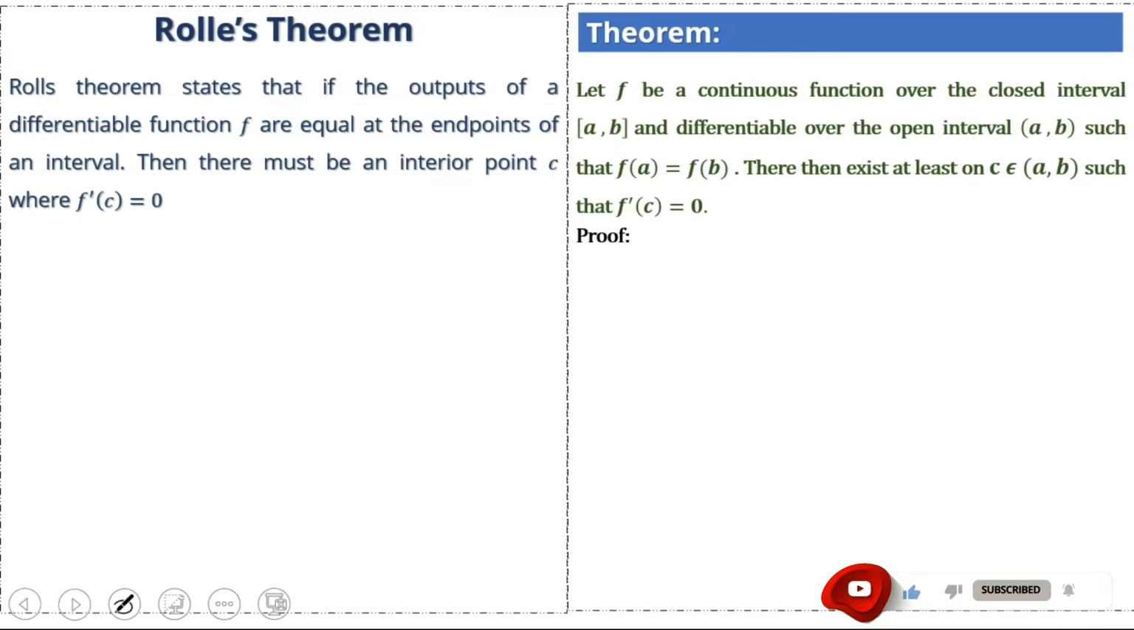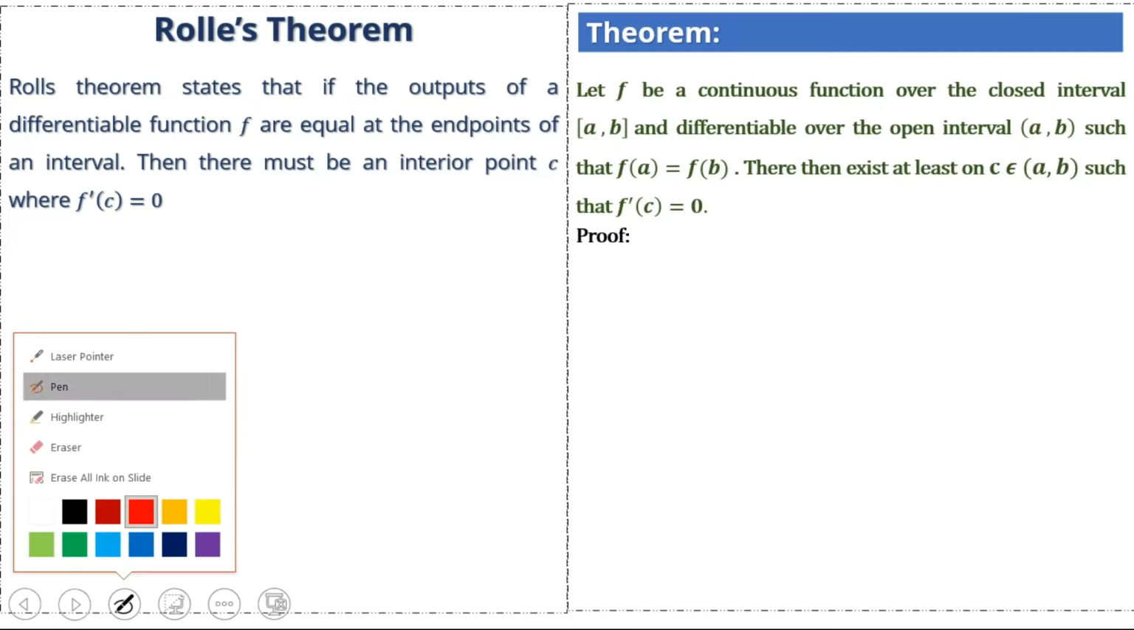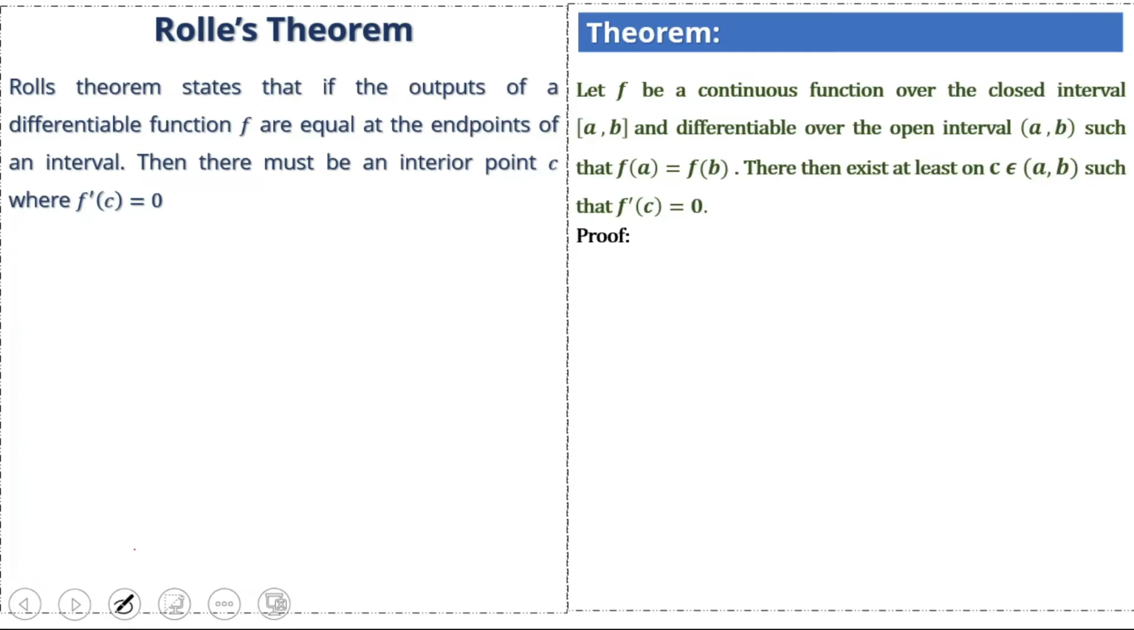Rolle's theorem. Rolle's theorem states that if the outputs of a differentiable function f are equal at the endpoints of an interval, then there must be an interior point C where the derivative of this function is 0.